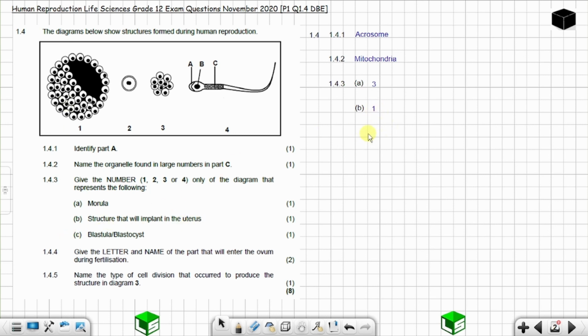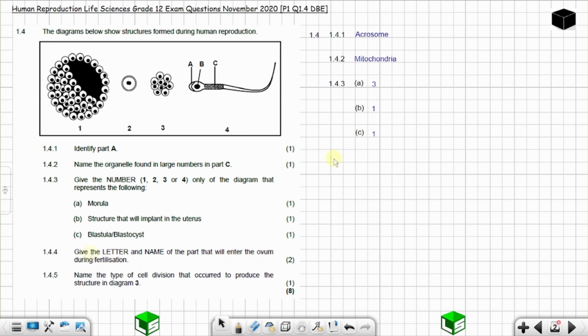And then C, question 1.4.3 C: give the number only of the diagram that represents the following: blastula or blastocyst. Earlier on I told you that this is the blastocyst or blastula. It is a ball of cells with a cavity inside. It is hollow. So diagram number 1 is the blastula or blastocyst.